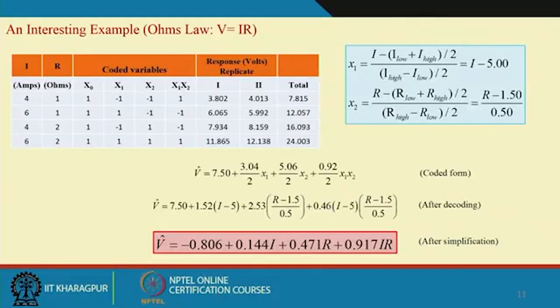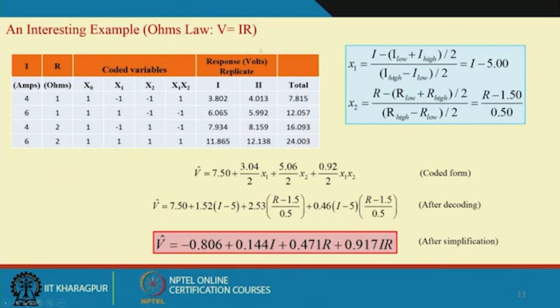Now I will show you another example of how the regression estimates change if you go for coded variables versus keeping original variables. Suppose we all know V equal to I R is Ohm's law, where V is the voltage, I is current and R is resistance.